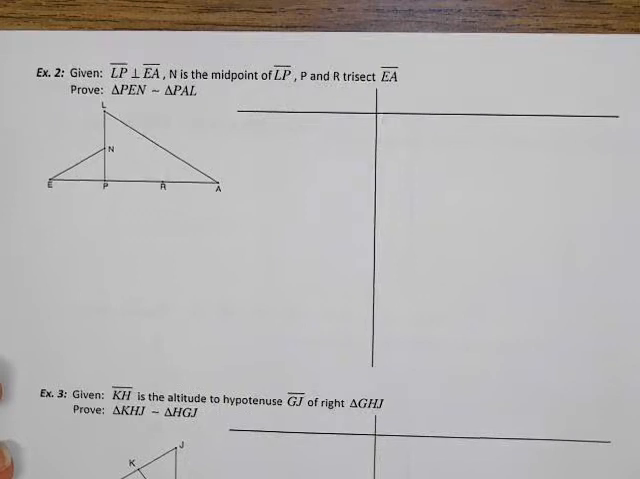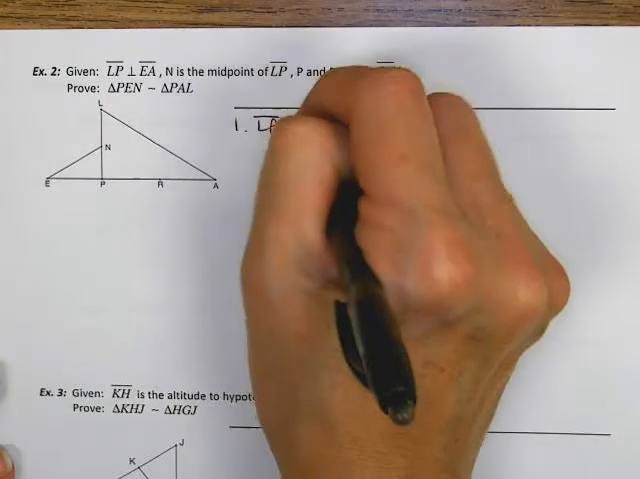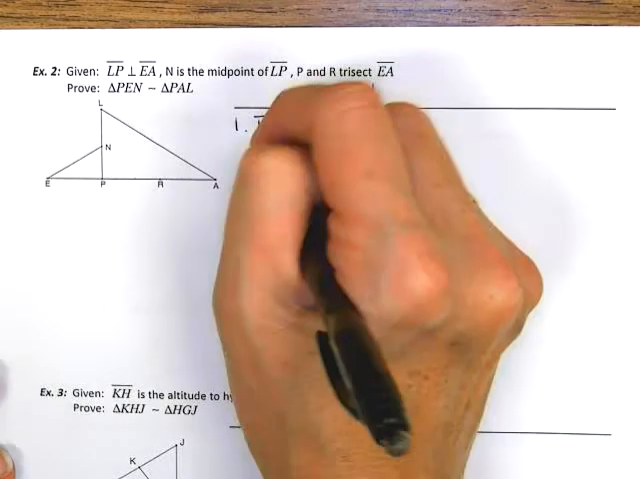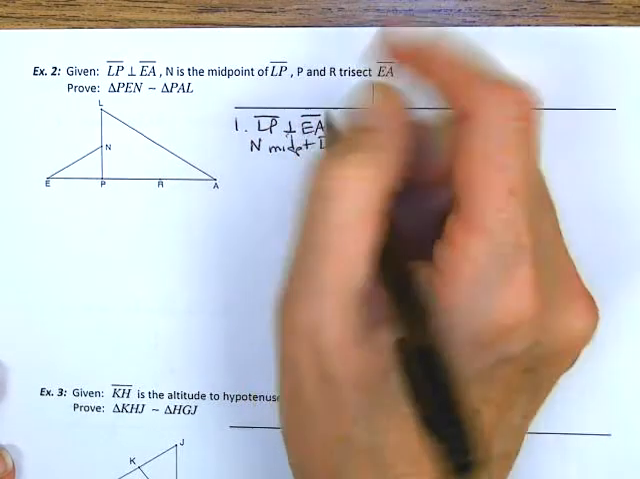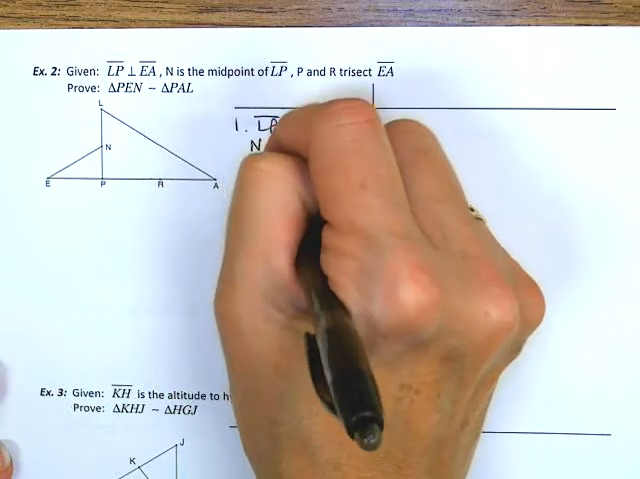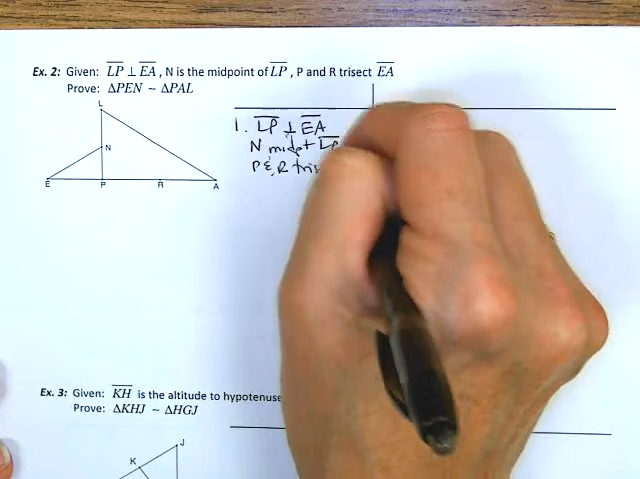This is a little bit of an unusual one, so stick with me here. We have LP perpendicular to EA. We have N is a midpoint of LP, and we have P and R trisect EA.